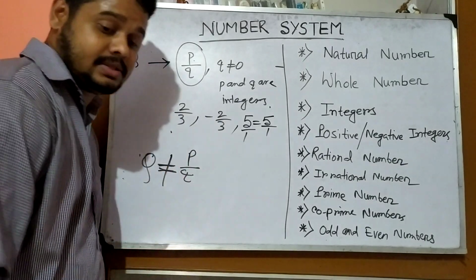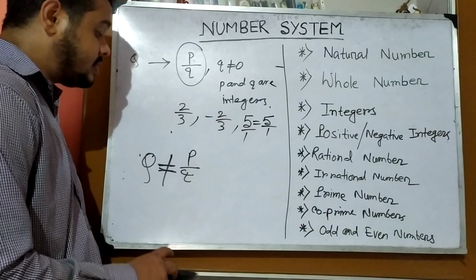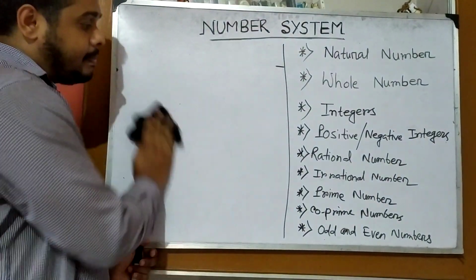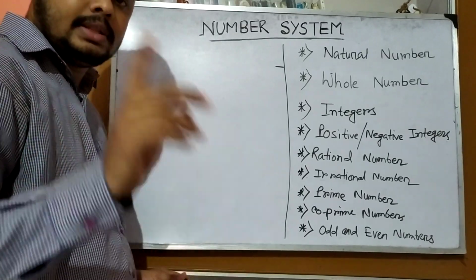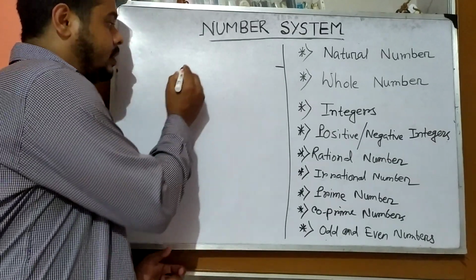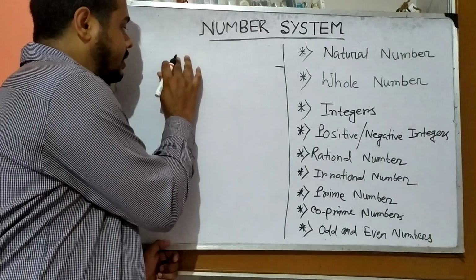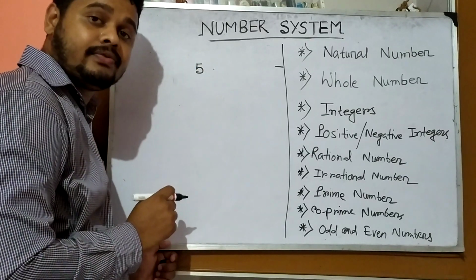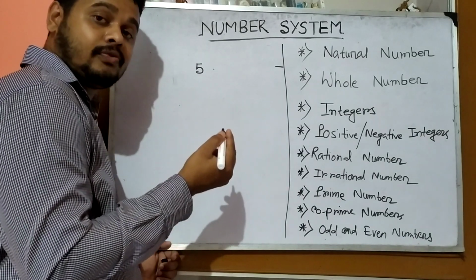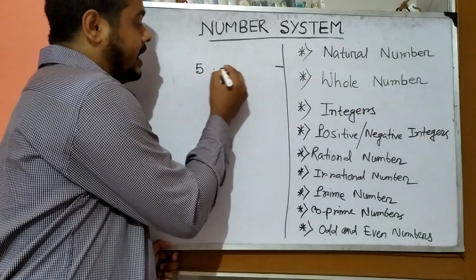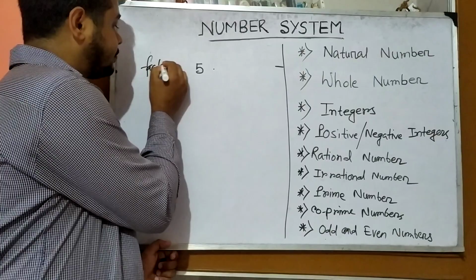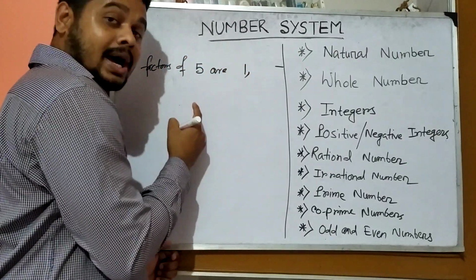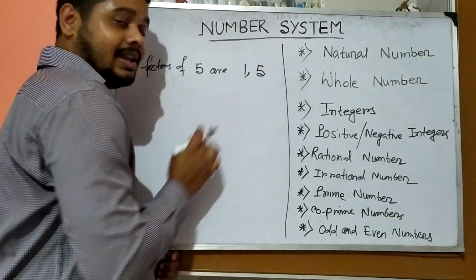A prime number means a number which is only divisible by 1 and that number itself. This is called a prime number. Suppose I give an example, 5. What are the factors of 5? Only 2 factors are there, 1 and 5 itself.